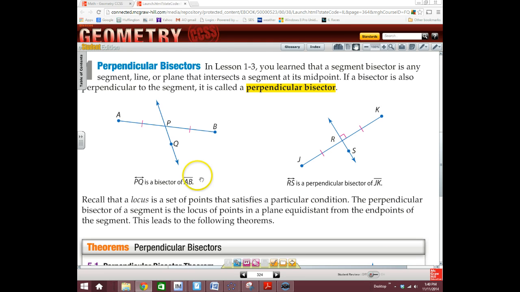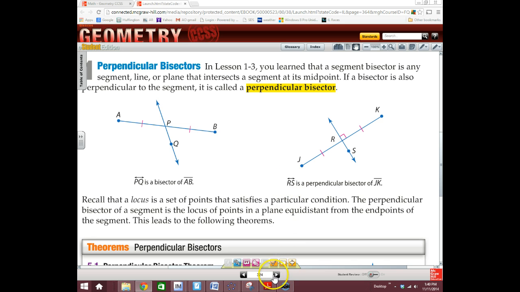So here's out of the book. The perpendicular bisector is a segment that is also perpendicular and it bisects the segment. It does both those things at once. So you can see here, PQ bisects AB, but it's not perpendicular to it. RS right here is our perpendicular bisector because it cuts it in half and it's perpendicular to it.